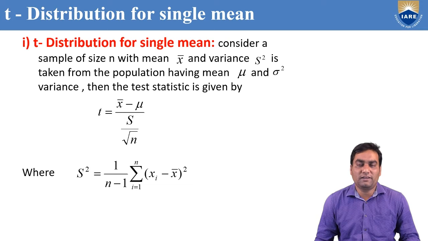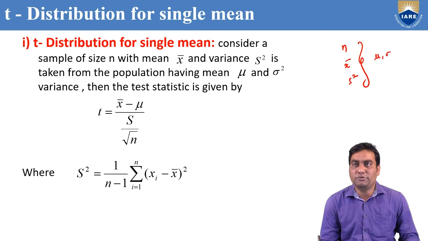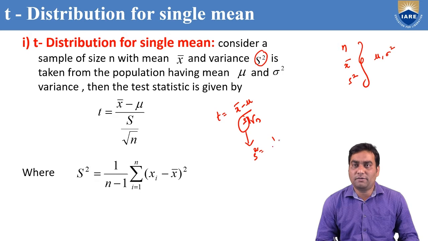What is the t distribution for single mean? As we have discussed in the previous session, you should remember it should be a small sample with size n. Its mean is x bar and variance is s square. If this sample is taken from a population with mean mu and variance sigma square, then the test statistic t equals x bar minus mu divided by s by root n. This s value we can take from s square, or we can also calculate s square by using the formula 1 by n minus 1, sigma i equal to 1 to n, xi minus x bar whole square, as we have discussed in the previous sessions.